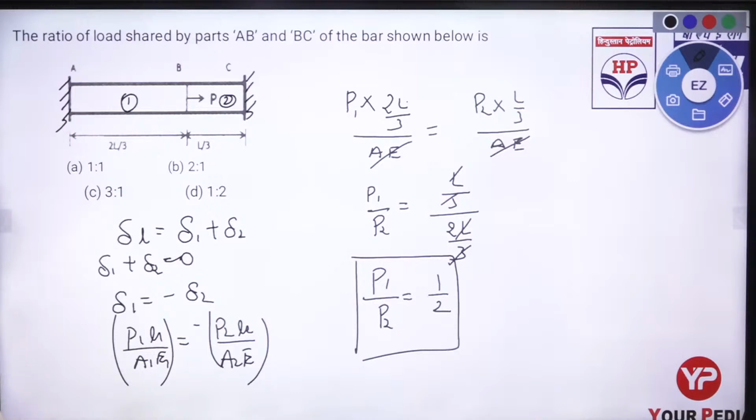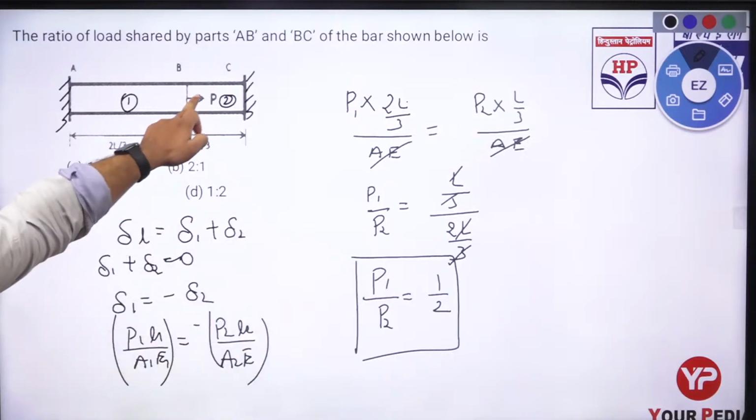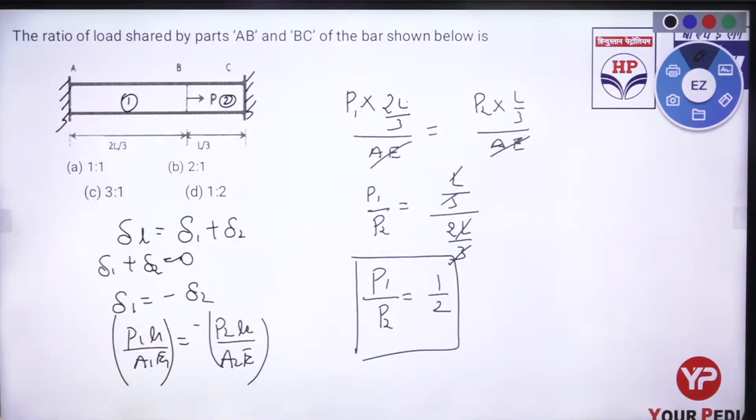Did you get it? Some of the students give the answer B, but it is asking for the load carried in AB and BC. So AB is subjected to force P1 and P2 is the force on the second part, BC. So the answer is not 2:1, the answer is 1:2. Okay.